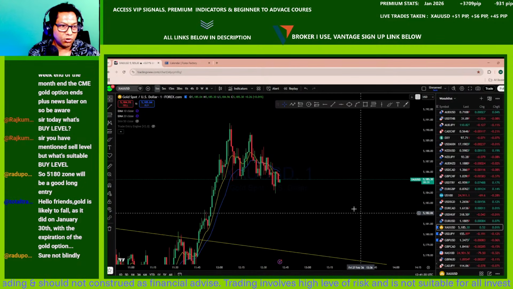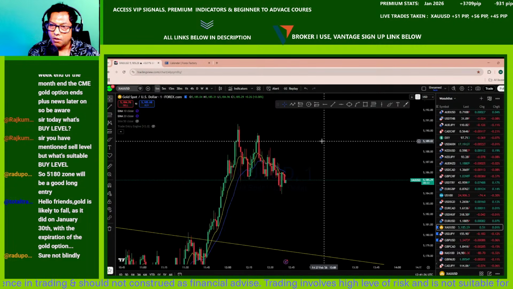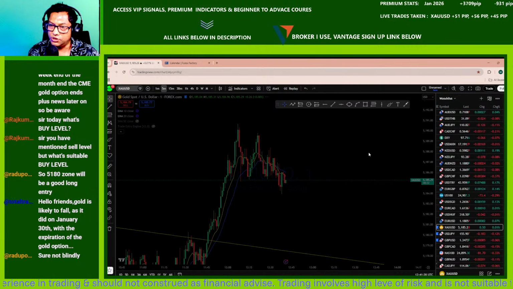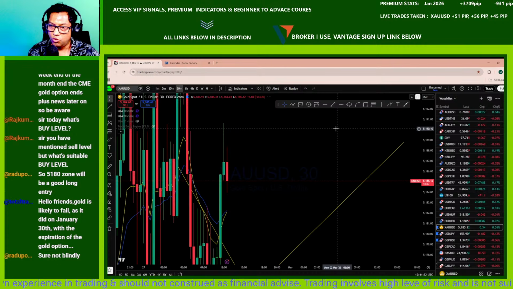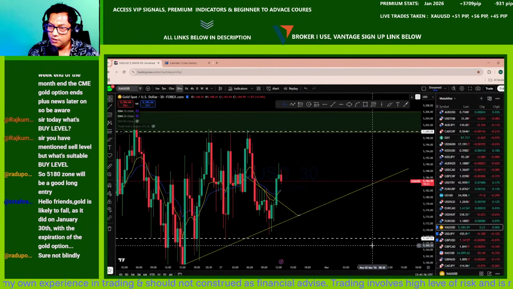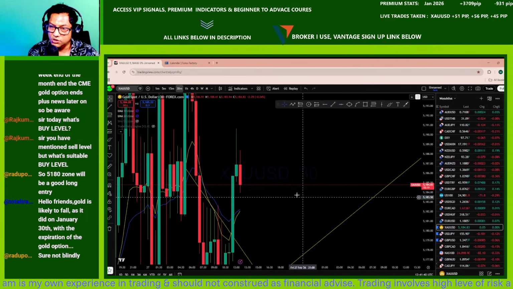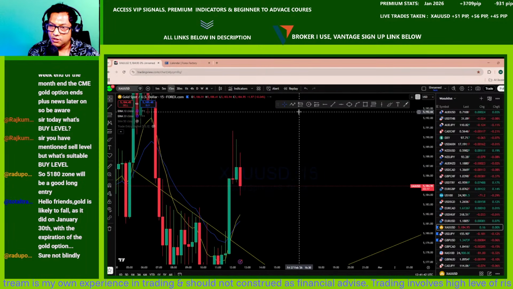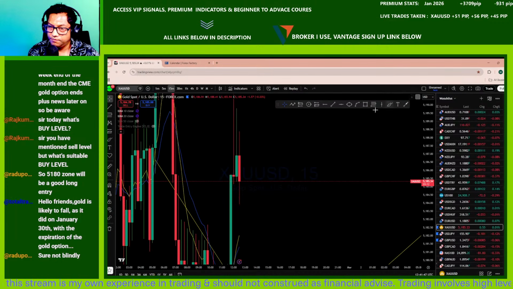Okay, so you can look for an entry. Are you going to see that potential bounce here? We'll be looking for that break below, and if the market shows enough confluence, that's where we will be looking at this market to give us that entry opportunity.